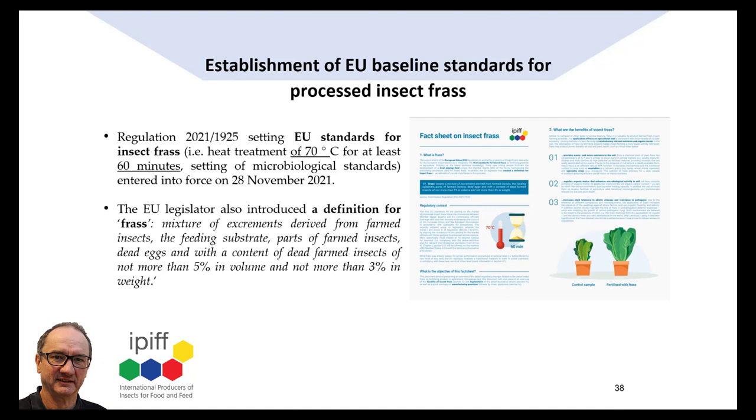In the legislation, there is also now a definition for frass. It's a mixture of excrements derived from farmed insects, the feeding substrate, parts of farmed insects, dead eggs, and with a content of dead farmed insects of not more than 5% in volume and not more than 3% in weight. So another parameter. Next slide, please.